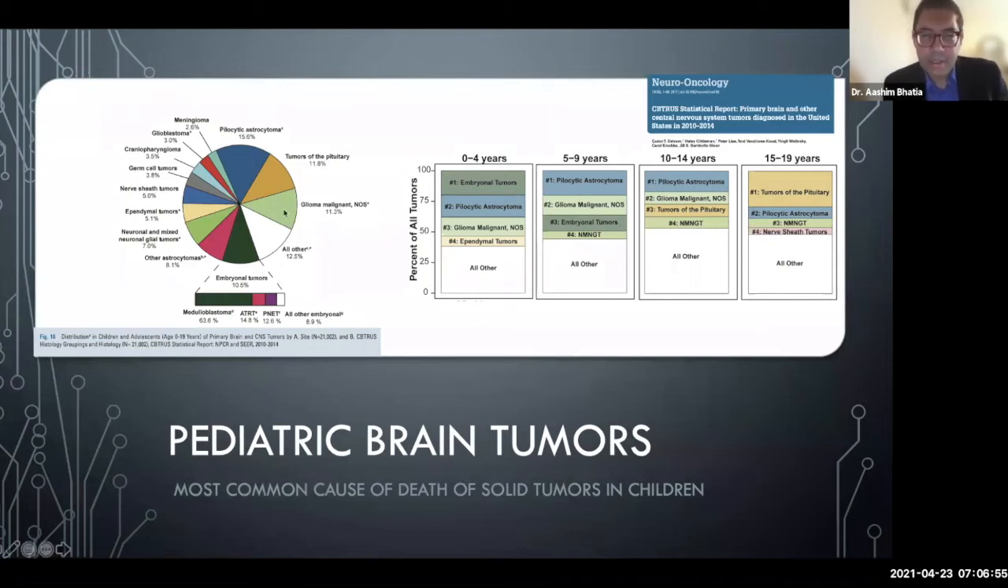If you look at the difference in the age groups between 0 to 4 year old, 5 to 9 year old, and 10 to 14 year old, you can see that there's a difference in the most common tumors. The most common tumors early on are embryonal tumors. You can see in the 10 to 14 age group, that's already not one of the top four. So just knowing the age of the patient can help you figure out the most likely diagnosis and think about whether this tumor fits this age group. So that's also something to consider.